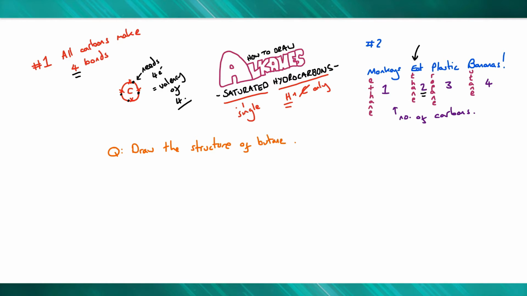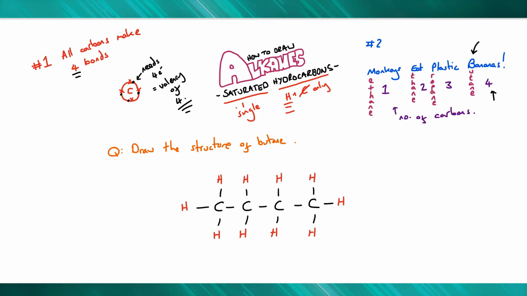If we have a look at butane, monkeys eat plastic bananas, so I've got 4 carbon atoms this time, so I'll place those in. Valency of 4, so I need to have 4 bonds from every carbon atom. So as you can see, I've filled in every carbon atom here has 4 bonds. It's a hydrocarbon, so fill the rest of the bonds out with hydrogen. And therefore my alkane is complete with C4H10.